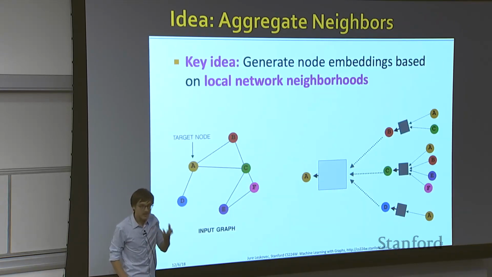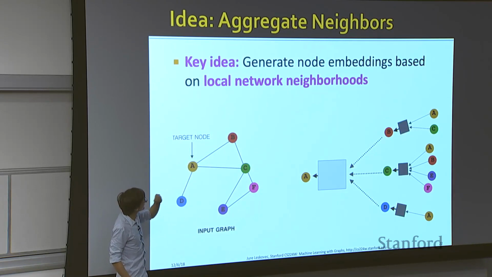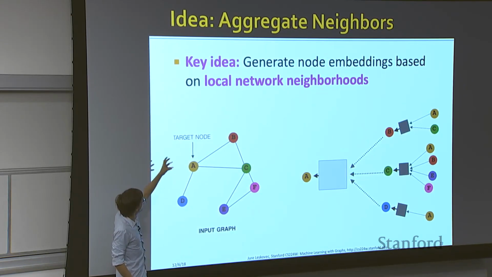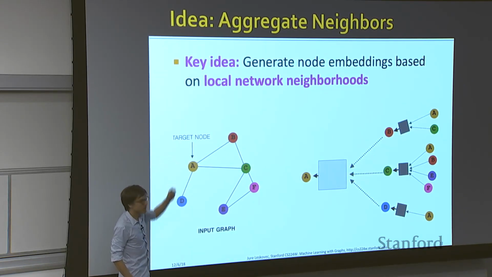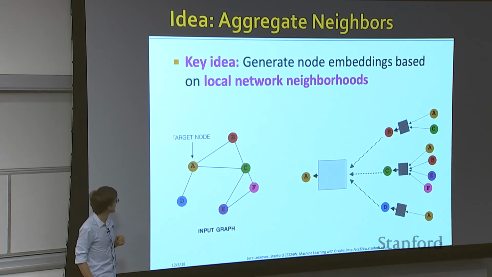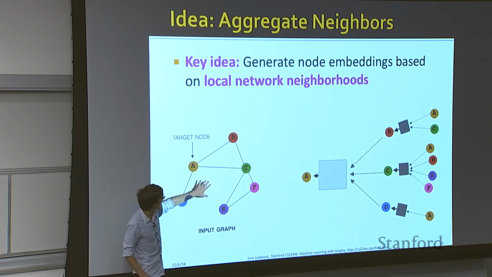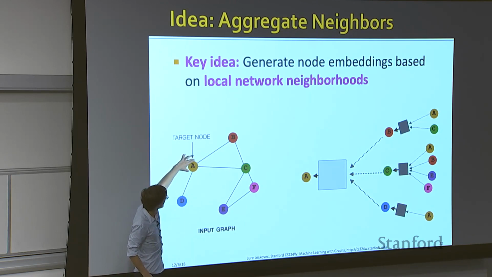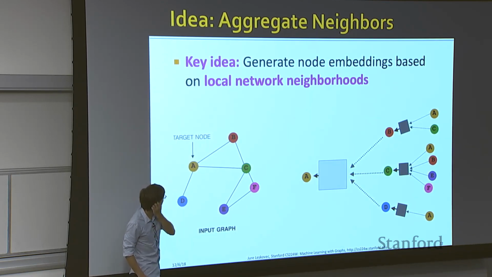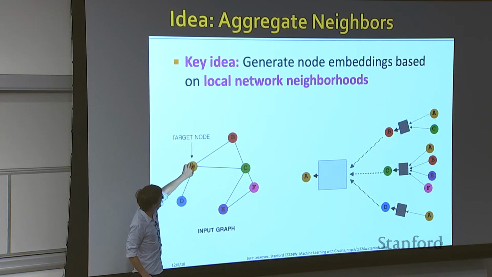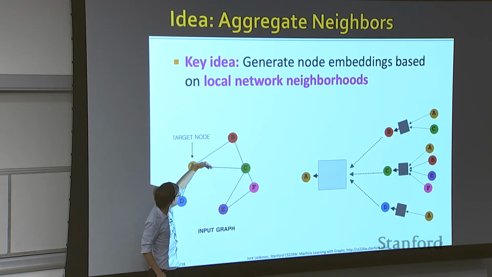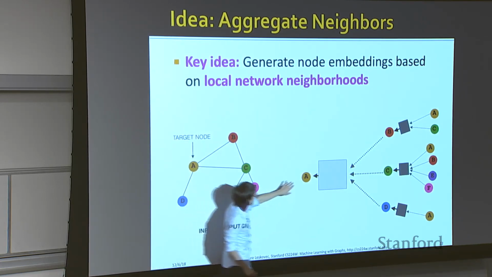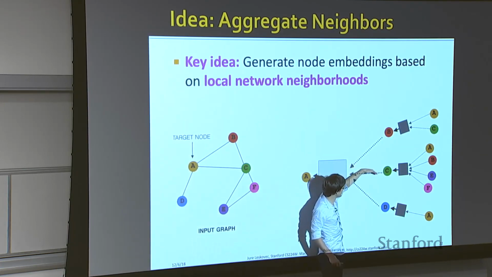Okay? So here is the key idea. The key idea is that to create a network embedding, we want to use the local network neighborhood to define the neural network structure. Right? So if I have this tiny graph here as an example, and I want to create an embedding for node A, then the way I can do this is to say, node A has to aggregate information from B, C, and D. So node A gets information from nodes B, C, and D.